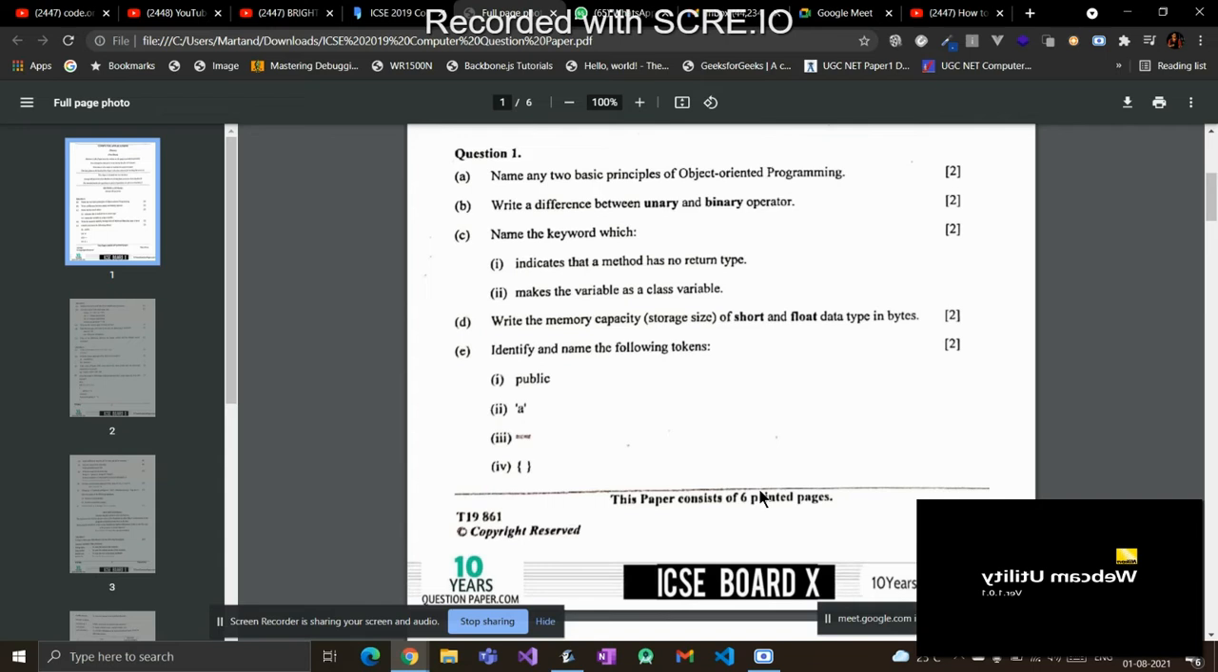Your arithmetic operators need two operands and one operator. What do you mean by binary and unary? A unary operator is where you have only one operand and one operator. So your plus plus sign needs only one operator and one operand. Your minus minus sign needs only one operand and one operator. What is operand and operator over here?